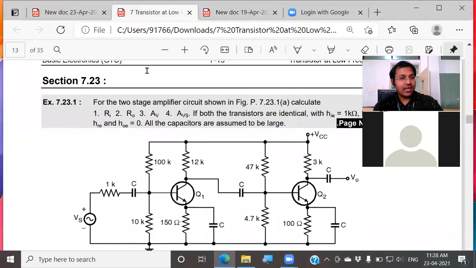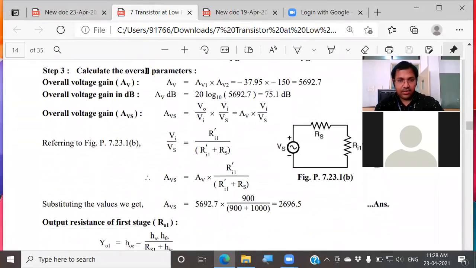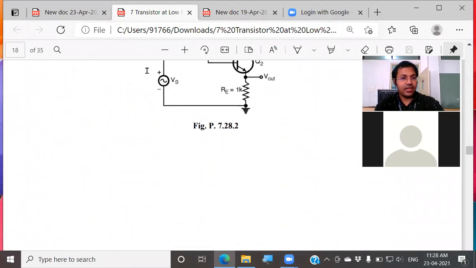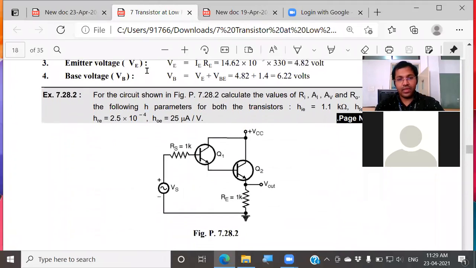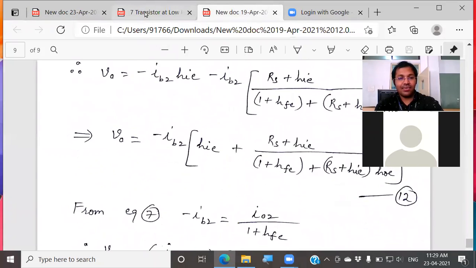Okay, right. So in yesterday's class, we started analyzing the Darlington amplifier. This is the circuit, isn't it? So we found out Ri, Ai, Av and Ro2. Let us discuss the significance of these values that we got. That is what we will be discussing.